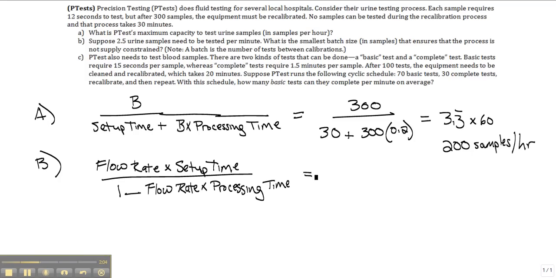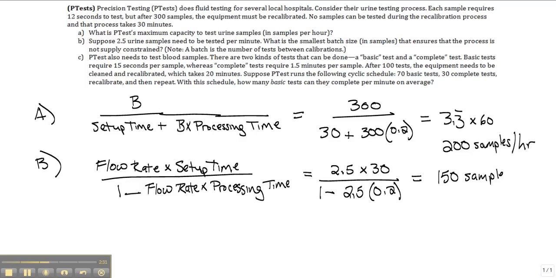We know that the target flow rate is 2.5 units per minute, and so we can plug all the other values into the equation. That would be 2.5 times the 30-minute setup time, all divided by 1 minus 2.5 times 12 over 60, or 0.2. That results in an answer of 150 samples as the ideal batch size for a flow rate of 2.5 samples per minute.